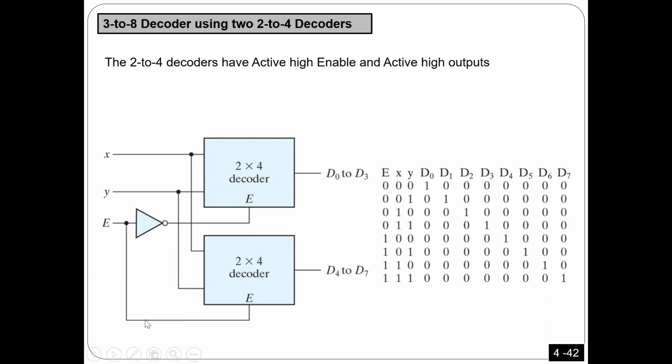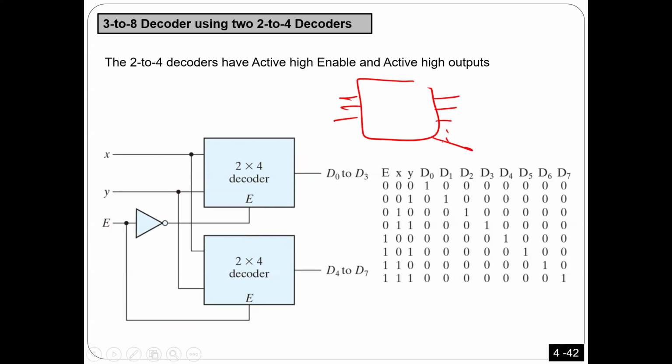Yes, question. When you combine two 2x4 decoders, don't you lose the enable pin that a normal 3 to 8 decoder would have? Here, I have 2 decoders that are 2 to 4. Using these 2 decoders and one inverter, how can you create a decoder that is 3 to 8?